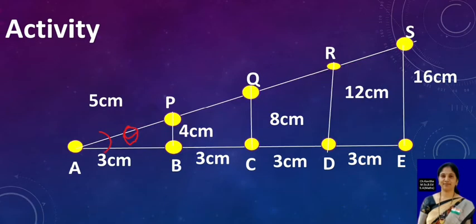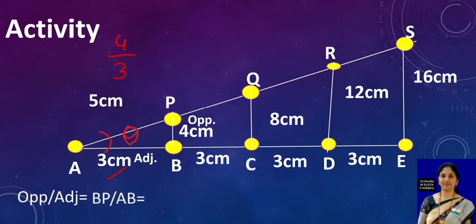And next, based on the same activity, now we are finding the ratio of the opposite side by adjacent side. So opposite by adjacent ratio we are finding. So consider the triangle ABP. So what is the opposite by adjacent ratio? Here we have 4 and here we have 3. So it is 4 by 3. And based on sides we can write this as BP by AB.